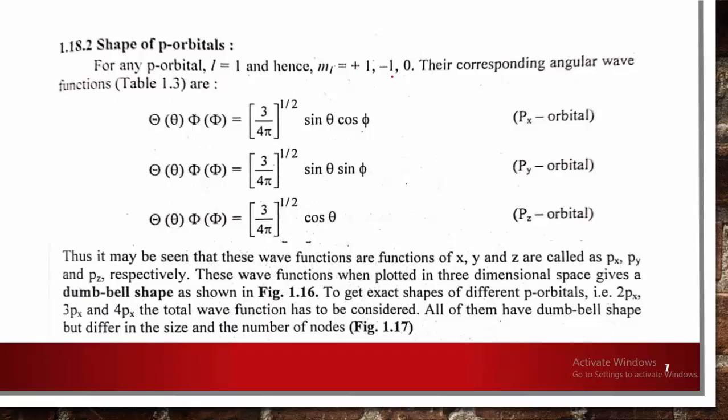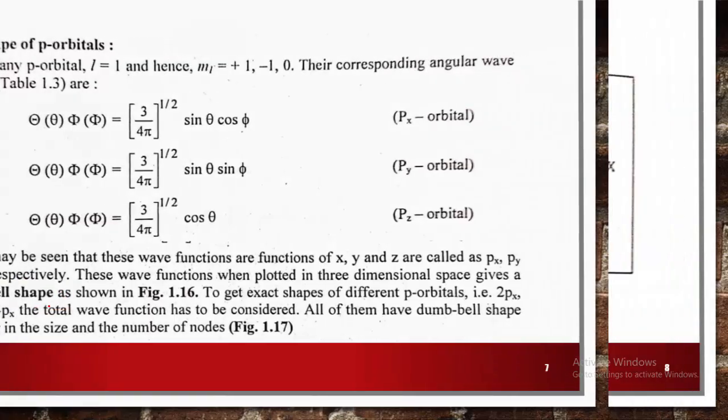These correspond to the three angular wave functions x, y and z, so we have the px orbital, py orbital and pz orbital. When these wave functions are plotted in three-dimensional space, they give a dumbbell shape. The shape of the p orbital is a dumbbell, but in three different directions x, y and z. Here we can see it in the picture.